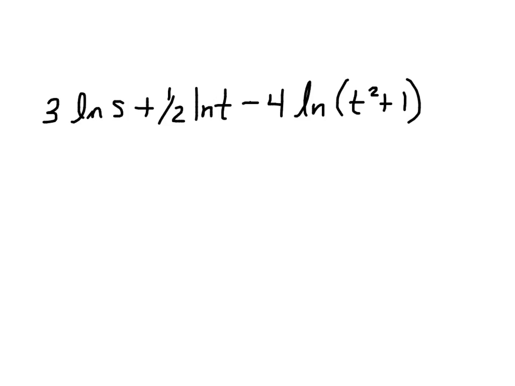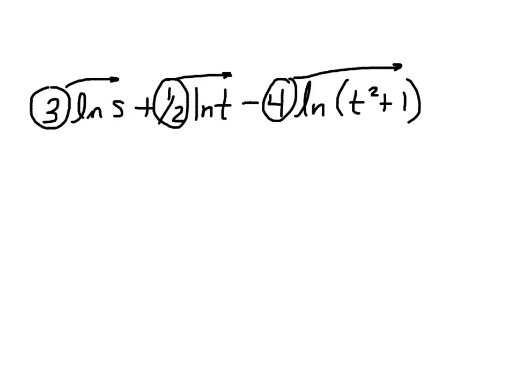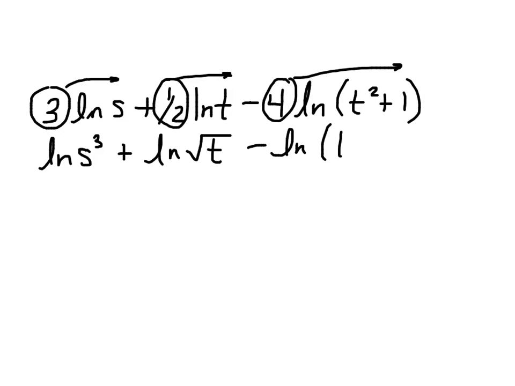So first thing that I do, again, is I use law number 3 and I put those back up into the exponents. So here I've got the ln of s to the third plus the ln of the square root of t. I'm electing to write that instead of writing t to the 1/2 as the square root this time, minus the ln of t squared plus 1 to the 4th power. And again, do not distribute that 4 into each of those because it is power to a sum. No such thing as that. So now from the rest of this, just take it one step at a time. We're just going to go left to right.